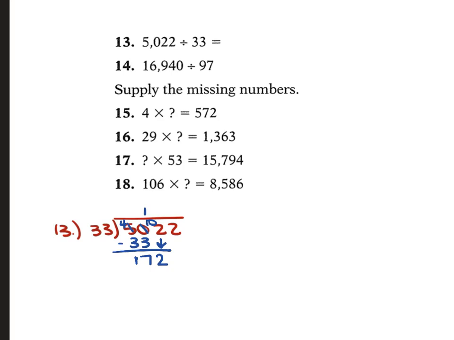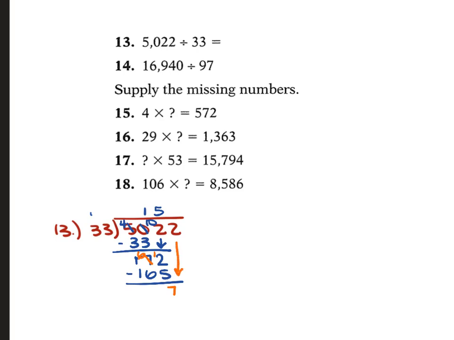33 goes into 172 how many times? Well, I know 3 times 5 is 15, and that's close to 17. I'm going to try 5. Put the 5 over the first 2, multiply. 5 times 3 is 15. 5 times 3 plus 1 is 16. I'm going to subtract these two, which I can do. The 2 is going to become a 12, making this 7 a 6. So 12 minus 5 is 7, 6 minus 6 is 0, 1 minus 1 is 0.